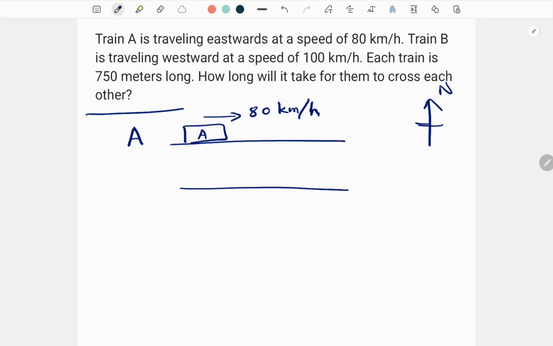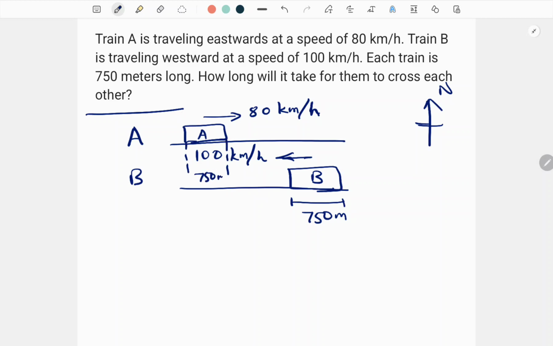So this is track A. Train A is traveling eastwards at a speed of 80 kilometers per hour. This is track B. I'm overloading notation here. This is train B on track B. It is traveling westwards at a speed of 100 kilometers per hour. And each train is 750 meters long. So this is 750 meters, and this train is also 750 meters. So we want to see how long it will take for the two trains to cross each other.